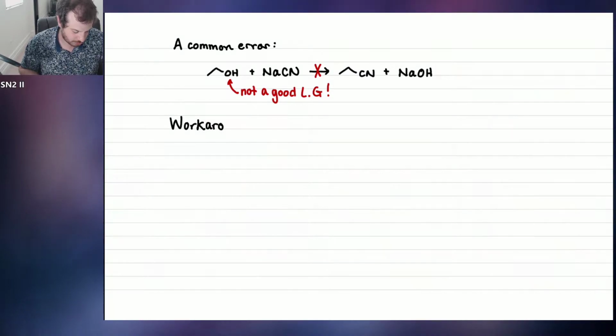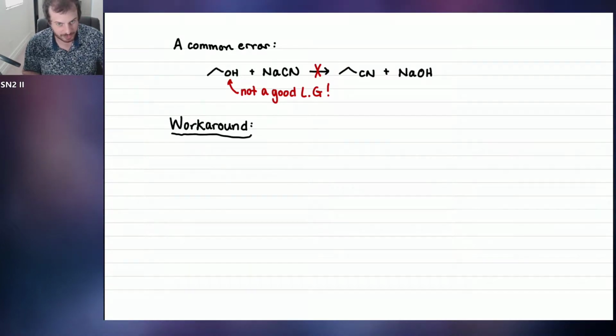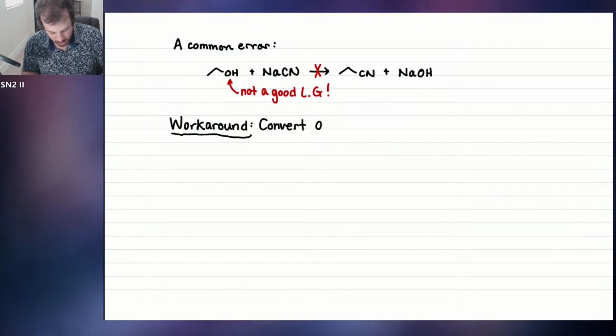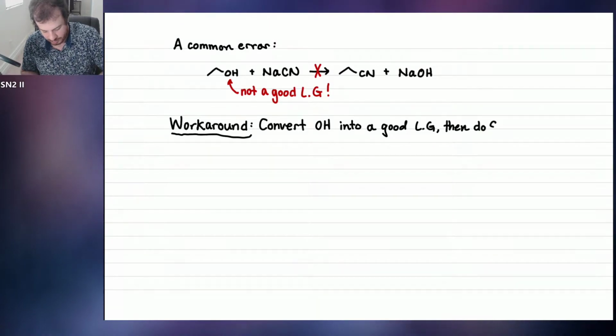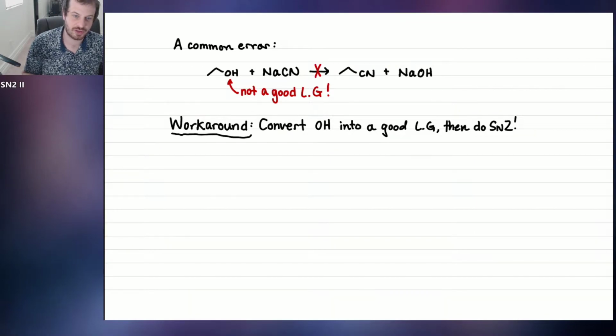I'm actually going to show you 2 workarounds. The strategy is the same in both cases. The workaround is to convert OH into a good leaving group. Then do Sn2. Okay, so there's 2 ways to turn the alcohol into a good leaving group. So I'm going to show you 2 reactions that you can do to turn that alcohol into a good leaving group.